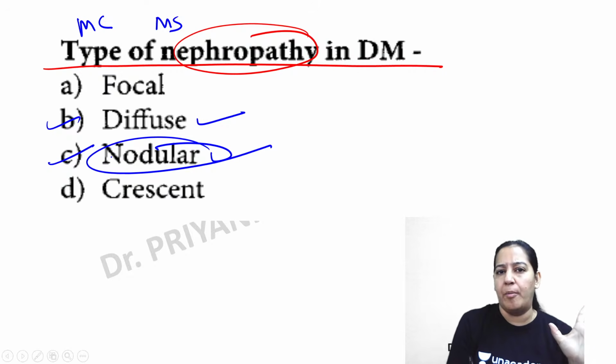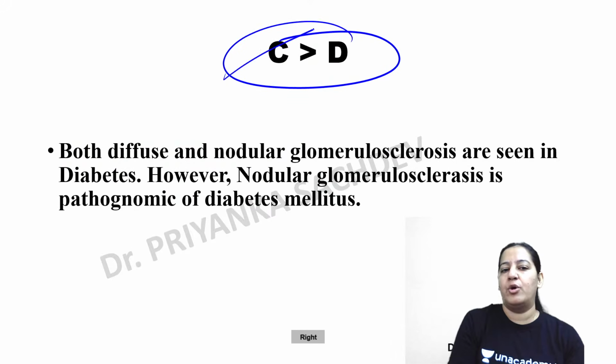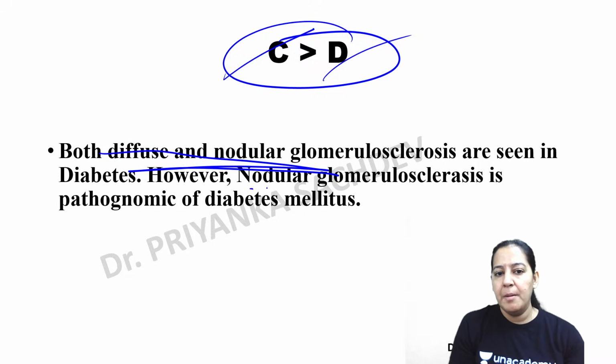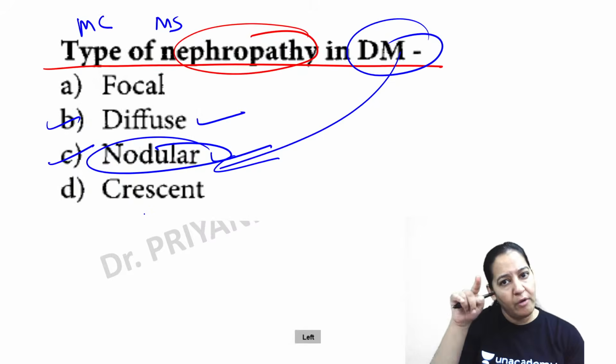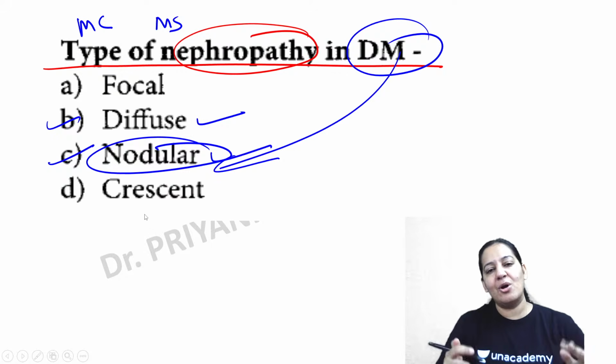The diffuse one is very common. In diabetes, nodular is specific. So go with C in that scenario. If C is not given, go with D, right? Both occur, diffuse and nodular, but the nodular one is the pathognomonic feature. If you are going with one, go with the pathognomonic one. This is also correct, right?